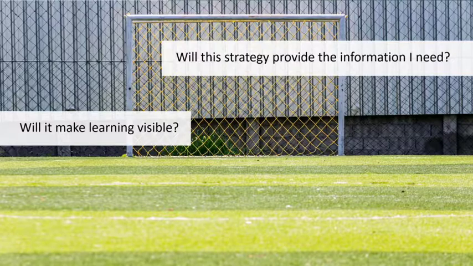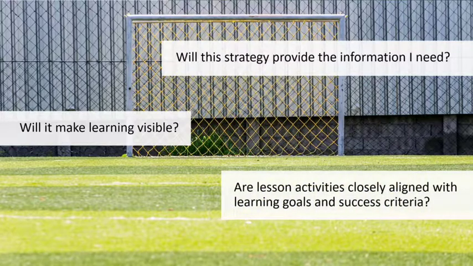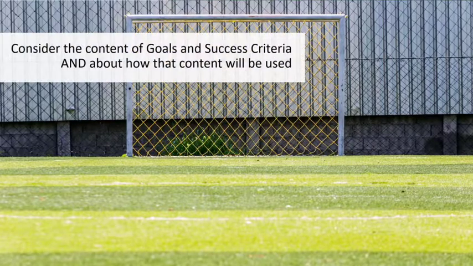The evidence is gathered, as we have seen, as students are engaged in activities during the lesson. But to both support students' pathways to success and provide good evidence of where students are, lesson activities, learning goals, and success criteria must be closely aligned. Aligning learning goals and success criteria with activities means thinking carefully about both the content of goals and success criteria and about how that content will be applied or used. This is the performance expectation.